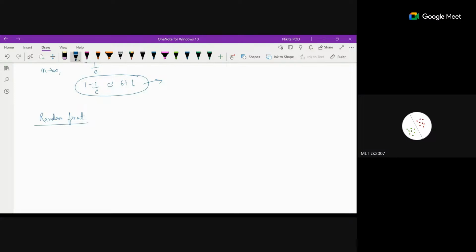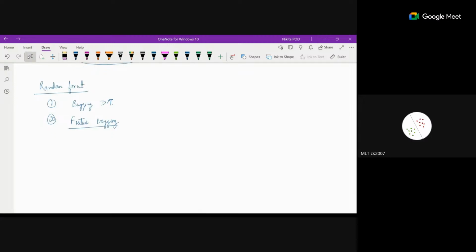In random forest, the first step is still the same, which is you're bagging your decision tree. When we're saying bagging the decision tree, basically you are overfitting the trees. So after this bagging, what you want to do is feature bag. So the next step is feature bagging.